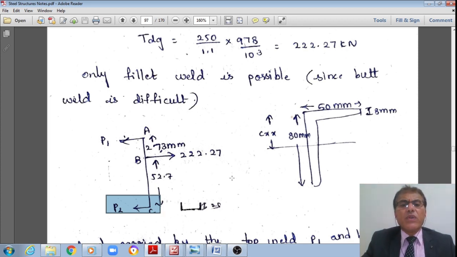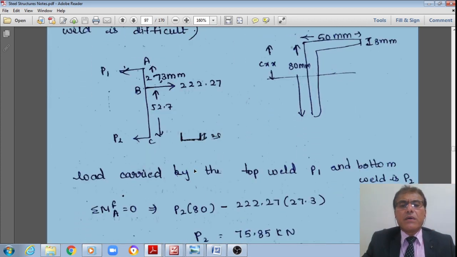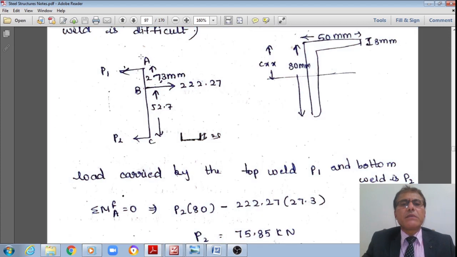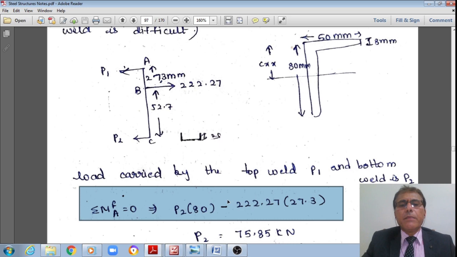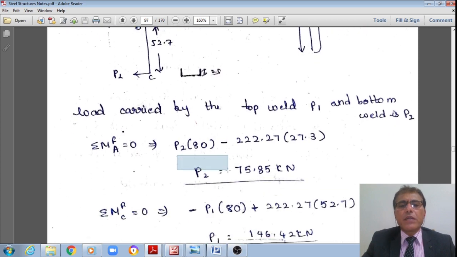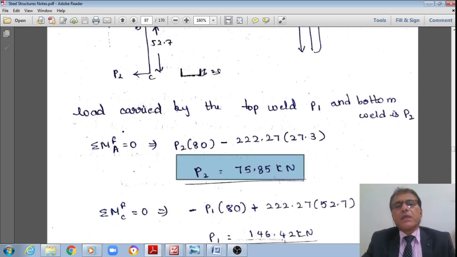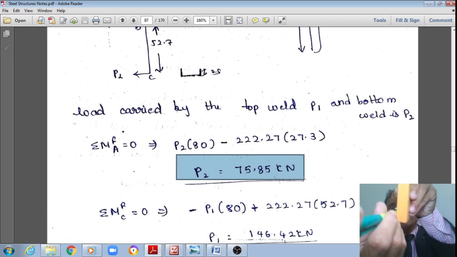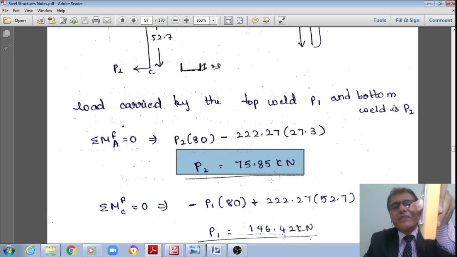Now, to calculate this, I'll take the sum of moments about point A equal to 0. P2 multiplied by 80 mm, a clockwise couple, is equal to the anti-clockwise couple, 222.27 multiplied by 27.3 mm. Solving it, you get P2, the force in the weld at the bottom, as 75.85.